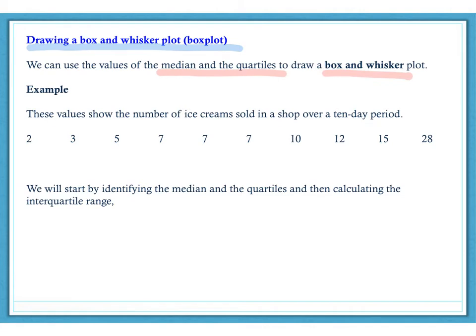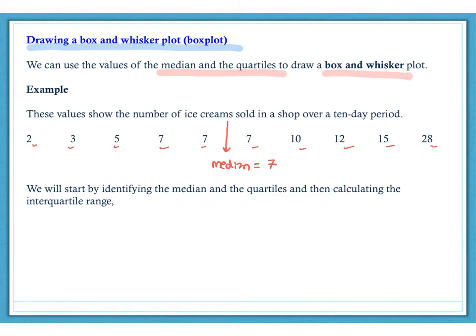So these values show the number of ice creams sold in a shop over a 10-day period. So we have 1, 2, 3, 4, 5, 6, 7, 8, 9, 10 items of data, so an even number of items of data. So there is no exact median value. It's going to be halfway through. Again, you can tick off items from both ends of the data until you come to the median value. And it's in between 7 and 7, which means it is 7. So the median value is equal to 7.